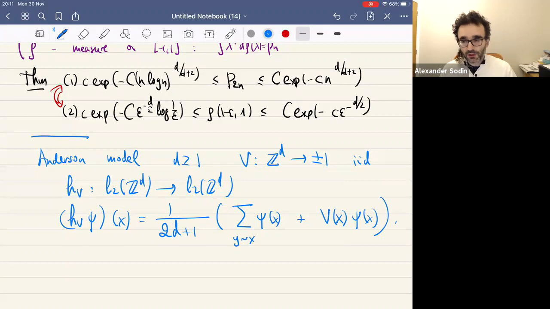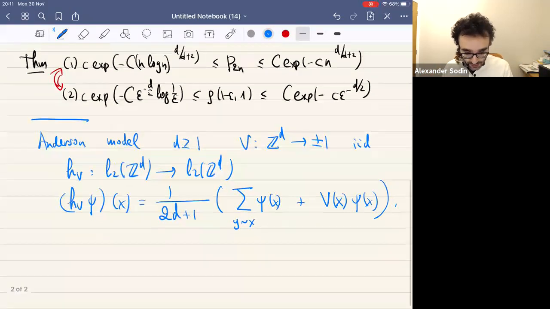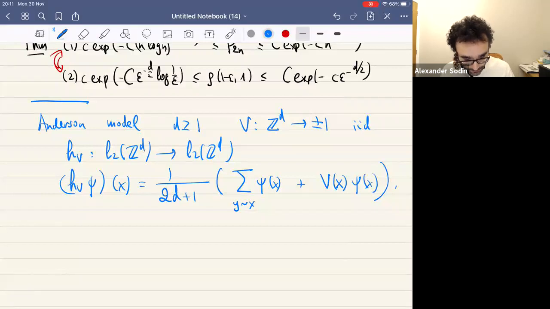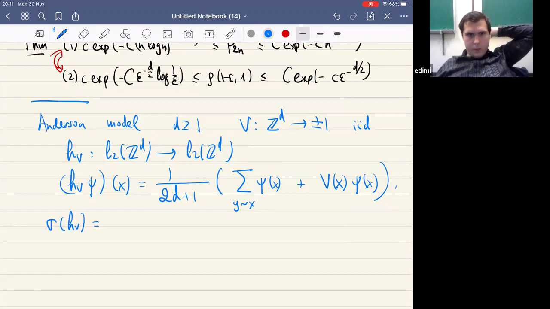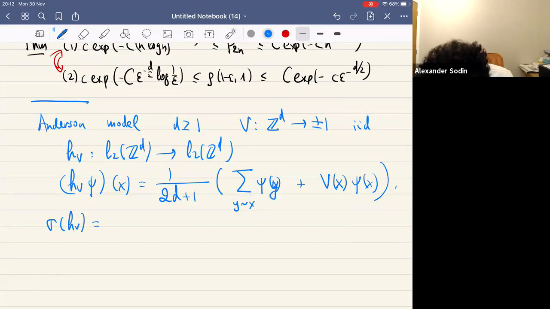So this is a special case of what is known as the Anderson model. There are many interesting questions pertaining to the spectral type of this creature and so forth. I'm not going to discuss any of them. I'll focus on one particular question, which is also quite classical: how is the spectrum of this distributed? Oh, the sum should be over y's, yes. Thanks. Yes, the sum over the neighbors.